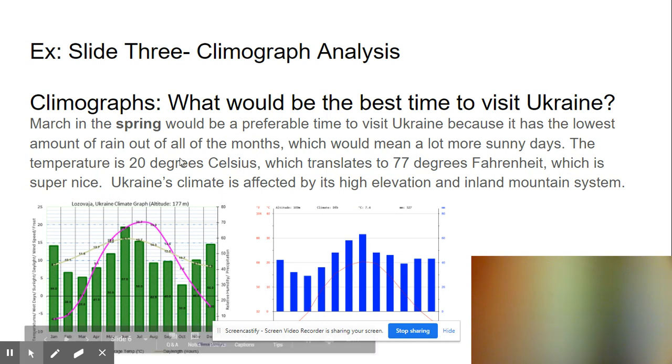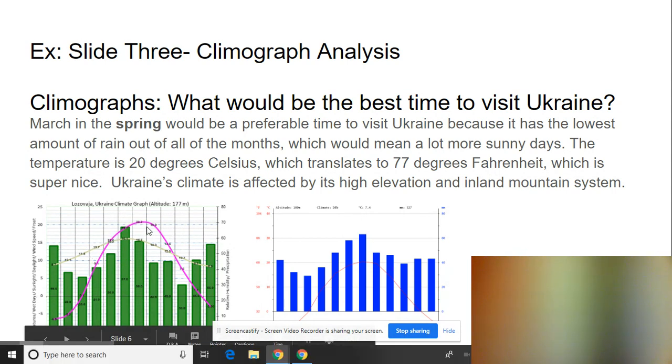So she is analyzing these 2 climographs, and she's trying to figure out what is the best season to visit. She doesn't want to go when it's too hot, too cold, or too rainy. So she chooses to go in the spring because there's going to be more sunny days. And she's analyzing that it's not too rainy, and not too hot as it is in the summer.